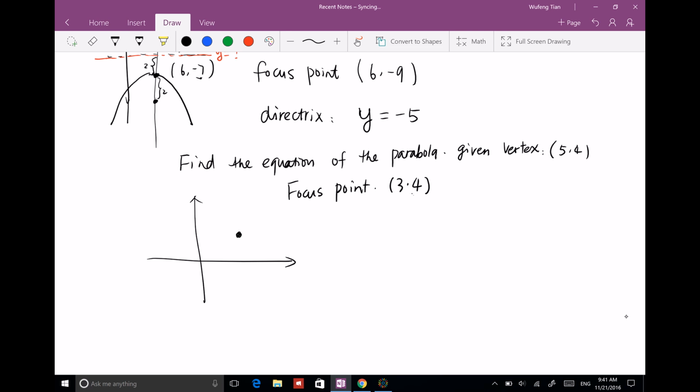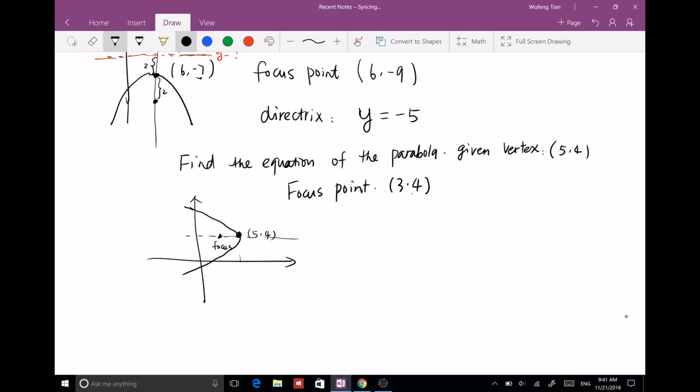Wait, 3, 4, right? This is 5, 4. So 3, 4 is going to be this one here. It has the same y value, but this is the focus point. This is the vertex. Can you tell me if it's open upward, leftward, downward, or right? Open left or open right? Right. Open left, yes, because the vertex is inside of the parabola, which opens this way.